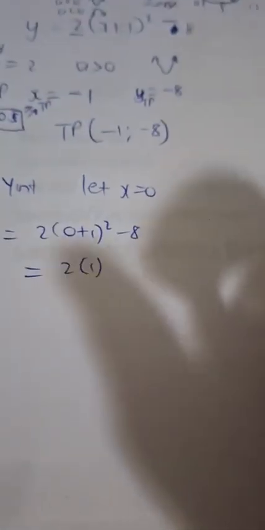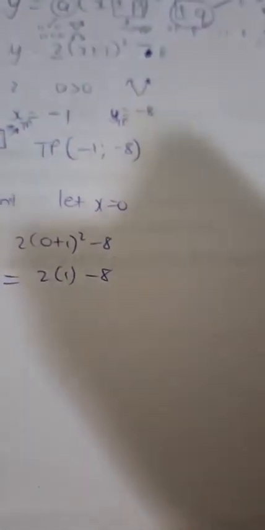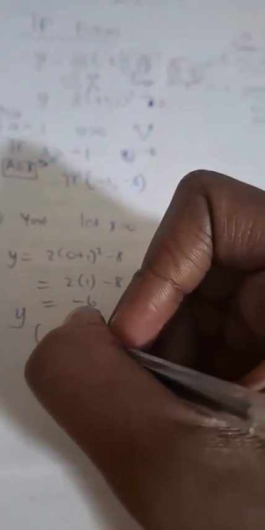Y-intercept. For the y-intercept, I let x be equal to 0. So I'm going to go to that function. Let x equal 0: 2 times 0 plus 1, the whole thing squared, minus 8. Obviously 2 times 0 plus 1 is 1, squared is 1, and then 2 minus 8 is -6. So y is equal to -6. If I was writing the coordinates of the y-intercept, I would say (0, -6).